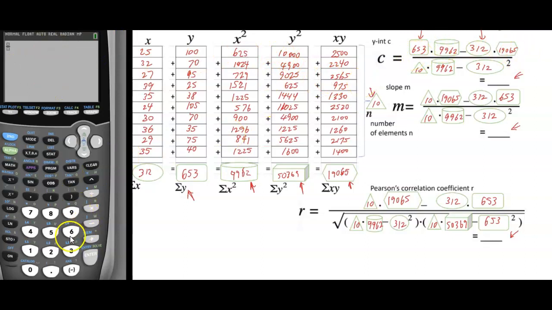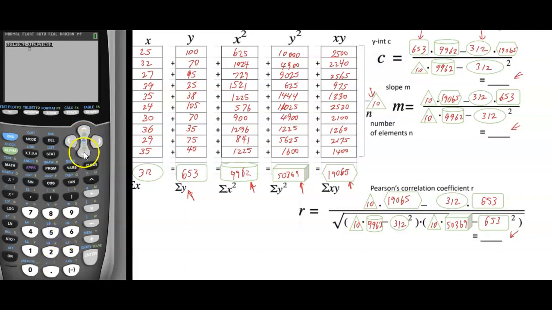So we're going to put 653 times 9962 minus 312 times 19065. That's for the numerator, right? And the denominator is, 19065, 19.65.